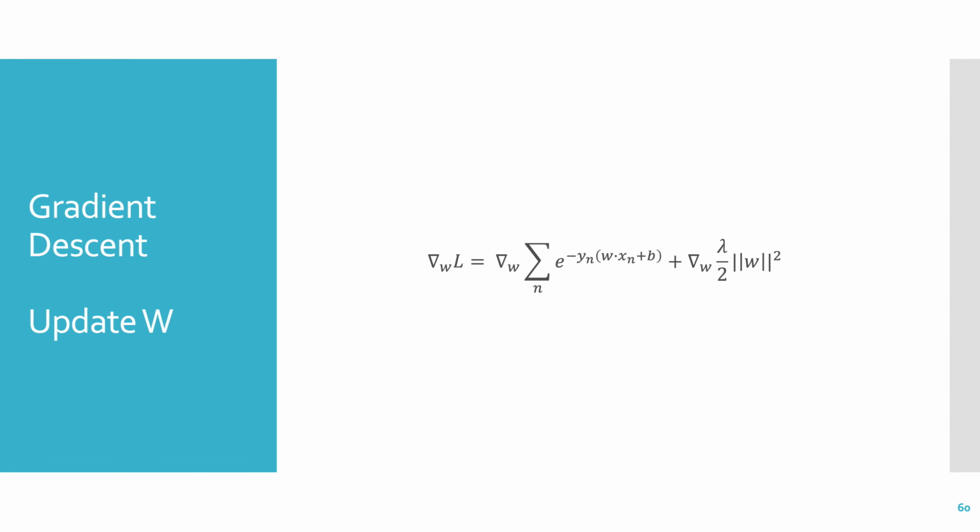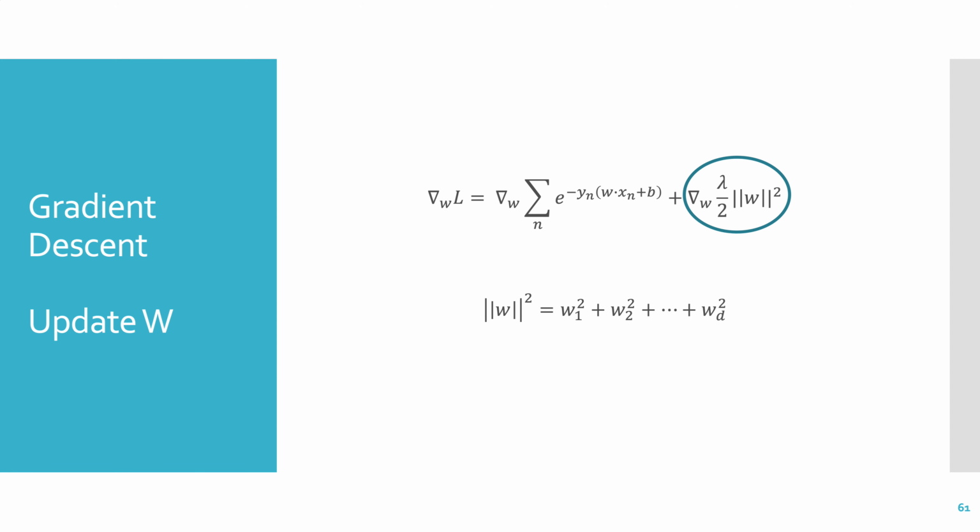The gradient of L with respect to w is this. Let's start with the second term. What is the norm of w squared? Let's expand it so we can better understand how to take its gradient. Here it is, expanded.